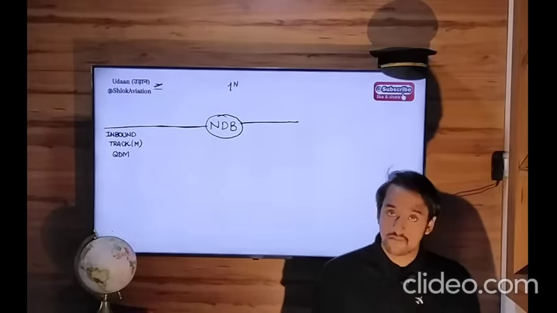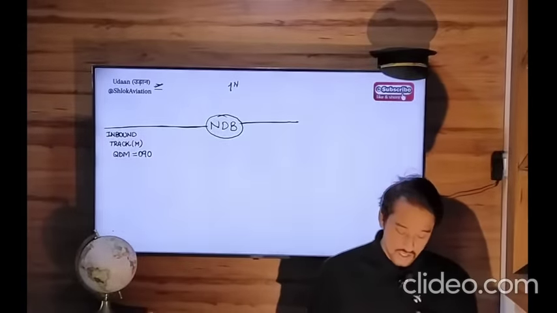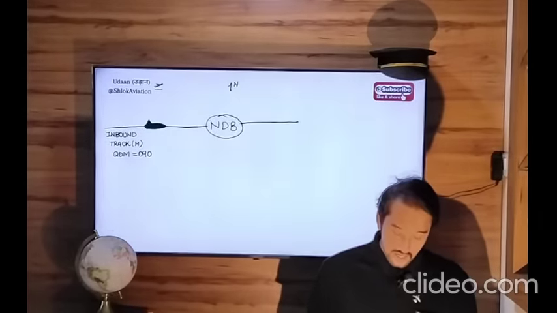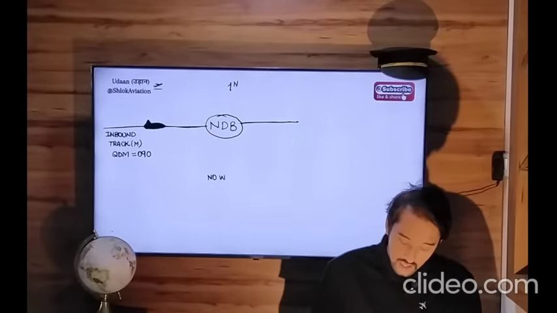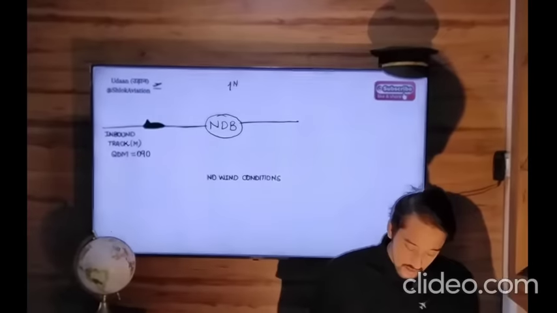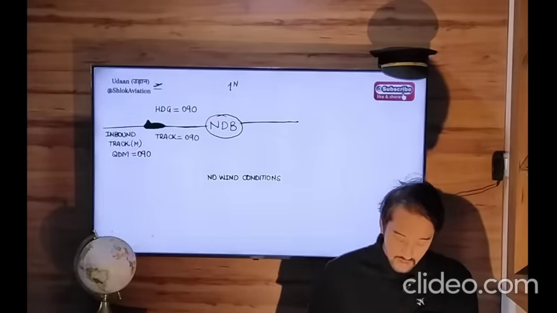So QDM will be in this case, if you want to fly inbound, 090. Let's say you are flying towards the NDB and there are no wind conditions. So in no wind conditions, you will not have to apply any kind of crosswind technique. So the heading of your aircraft will be 090. The track will also be 090.